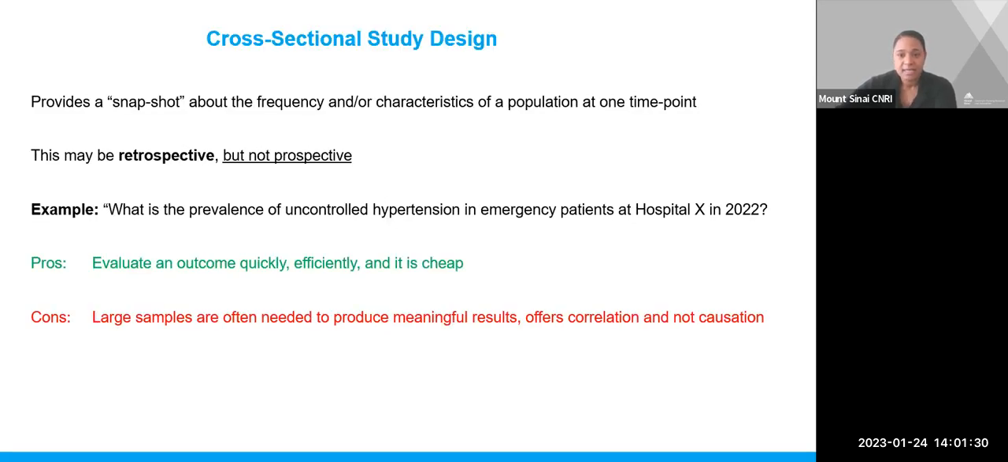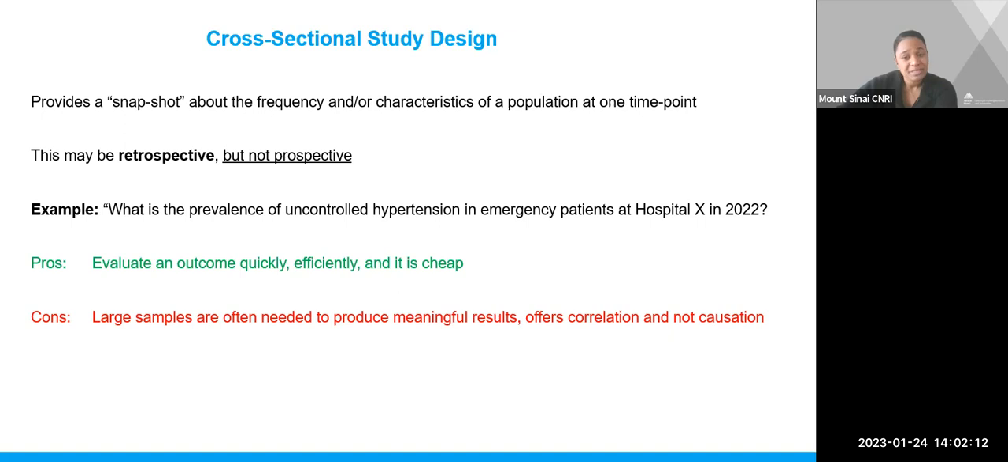Cross-sectional study design is a design that provides a snapshot about a characteristic of a specific population or a representative subset, and at a specific point in time. Cross-sectional study designs may be retrospective, so evaluating what happened in the past, but they cannot be prospective, evaluating what's happening in the future. So for example, what is the prevalence of uncontrolled hypertension in emergency patients at Hospital X in 2022? Pros are that you can evaluate an outcome rather quickly, and it is efficient.